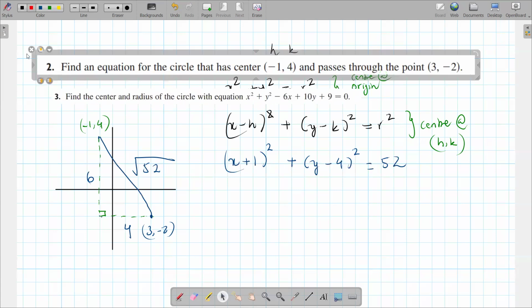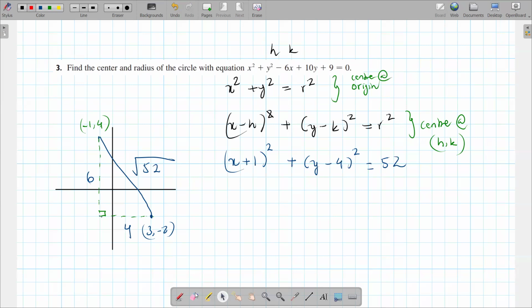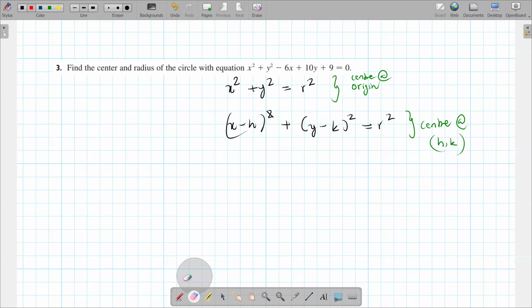Now let's look at another question, which also involves circles. It's the same general equation. So we're given an equation, but it's not in the right form. A circle, if it's in the origin, has to look like this. If it's not in the origin, it has to be in this form. This equation that they've given us, it's not in the right form. So we have to somehow take this and turn it into this. Okay?